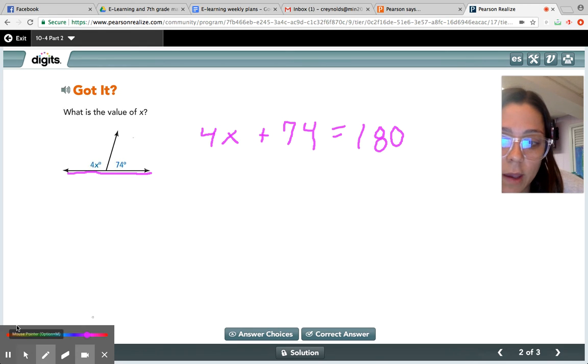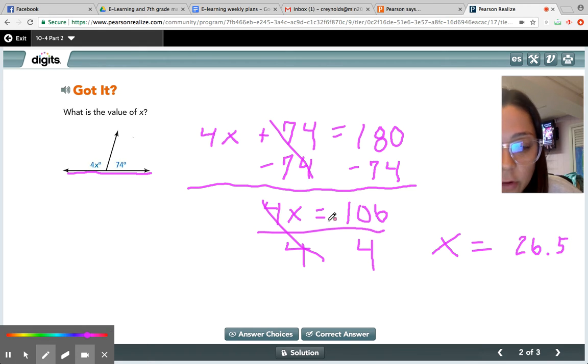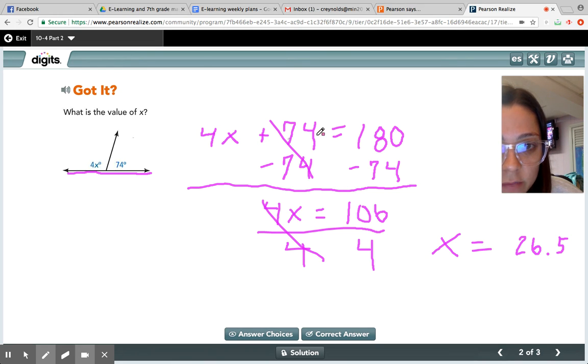So go ahead and do that. So now if we look at our equation, we had 4x plus 74 equals 180. Subtract our constants first on both sides. So if this was plus 74, we're going to subtract 74 on both sides. When we do that, 74 minus 74 cancels out. 180 minus 74 gives us 106. So we're left with 4x equals 106. Then we have to divide by 4 on each side. 4x divided by 4 just leaves us with x. 106 divided by 4 leaves us with 26.5. That's what x is equal to.